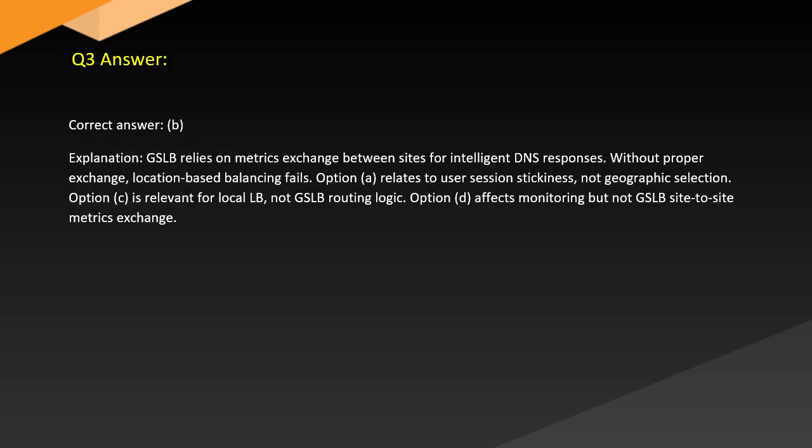Answer. Correct answer: B. Explanation. GLB relies on metrics exchange between sites for intelligent DNS responses. Without proper exchange, location-based balancing fails.